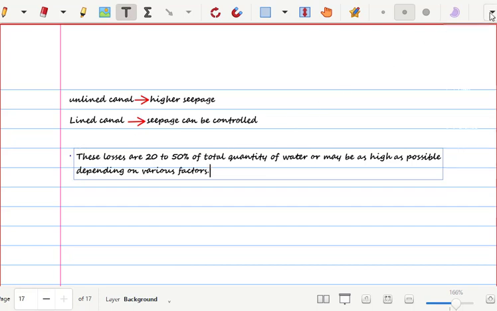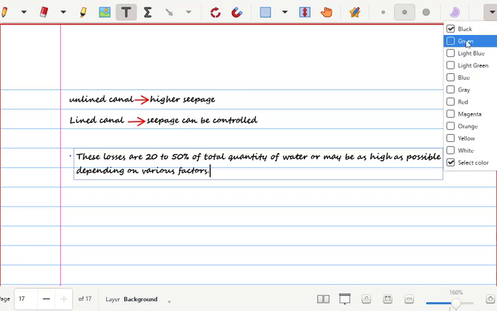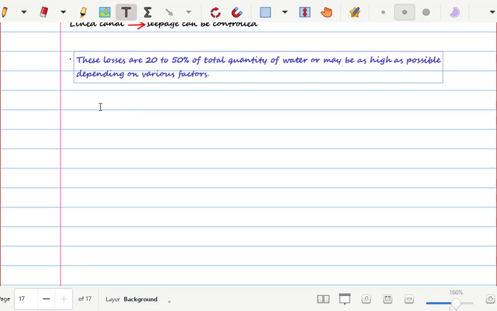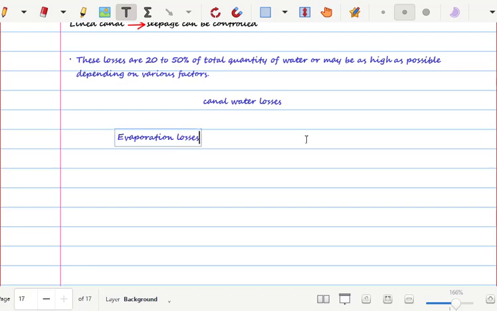So here we are going to discuss some factors which are affecting the rate of evaporation, rate of seepage. Before that, you should know that canal water losses, we already discussed, right? Evaporation losses or seepage losses. So these seepage losses are further divided into two: percolation losses, and the second one is absorption losses.